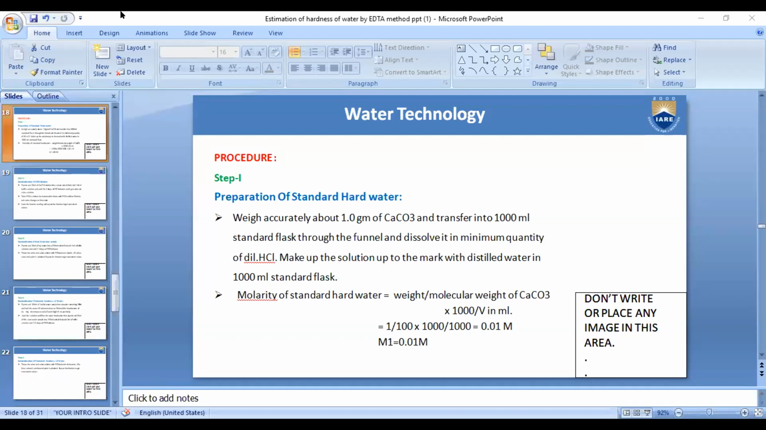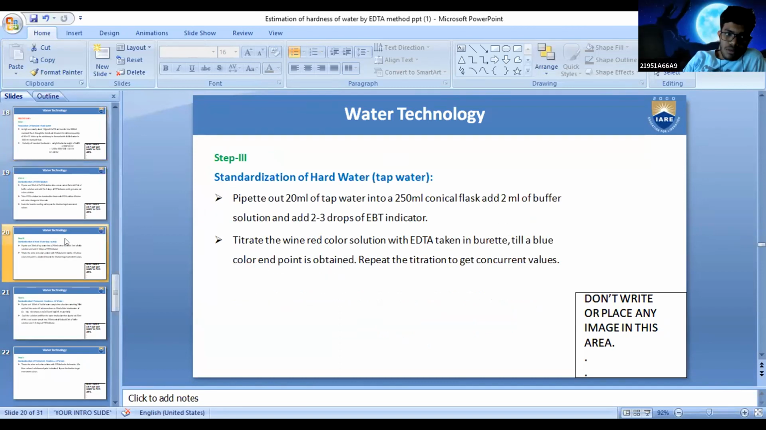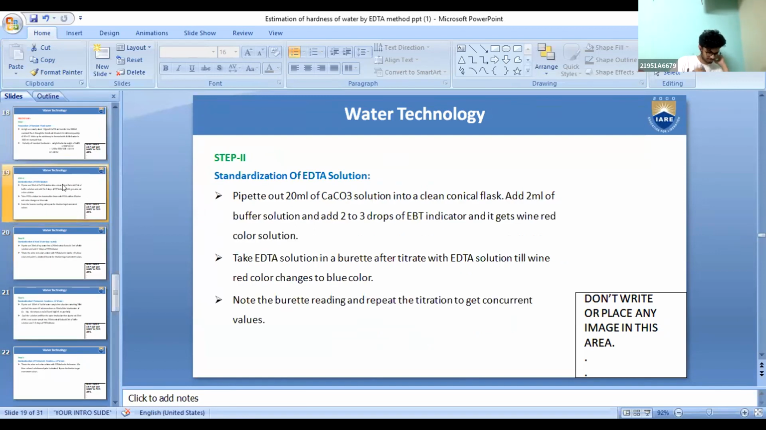Okay, step 2 is what? Standardization of EDTA solution. Tell me the procedure. What are you taking in the conical flask? 20 ml of CaCO3 solution. Then what are you adding? 2 ml of buffer solution. Then 2 to 3 drops of EBT. Everything you will take in the conical flask only, no?